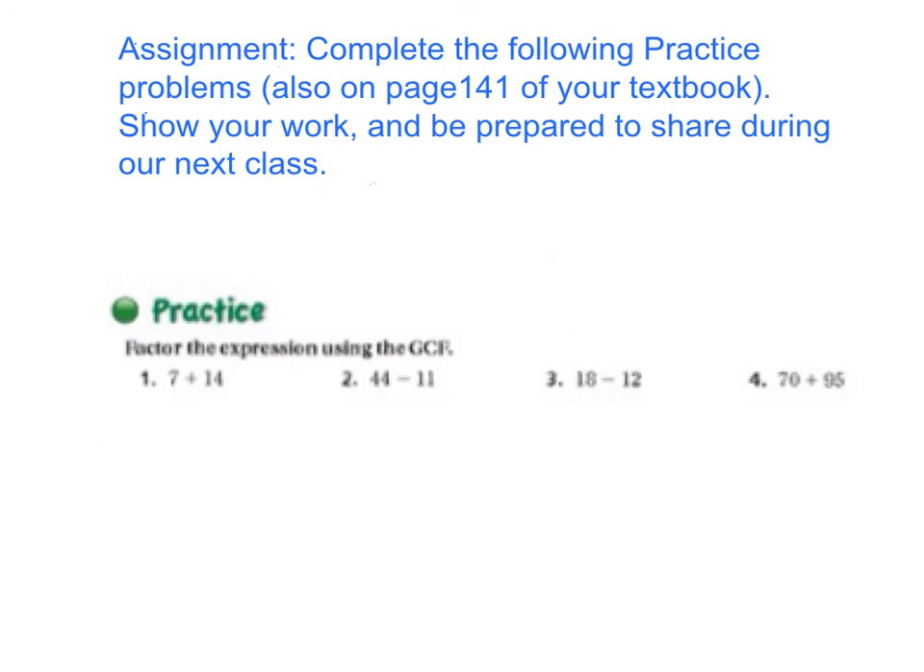Your assignment is to complete the following 4 practice problems. They are also on page 141 of your textbook. Show your work and be prepared to share during our next class. Your job is to factor the expression using the greatest common factor.